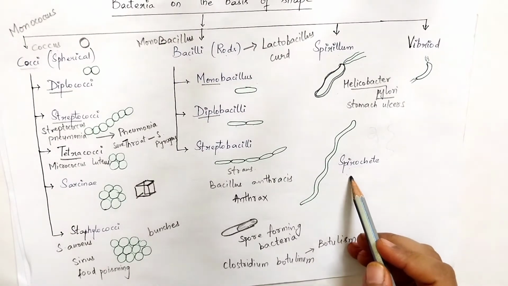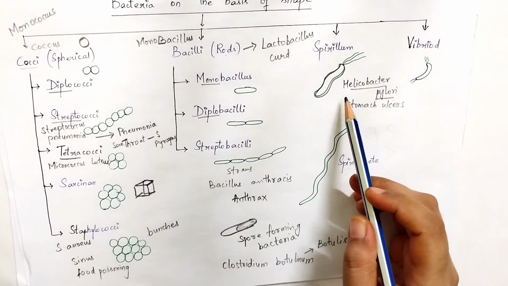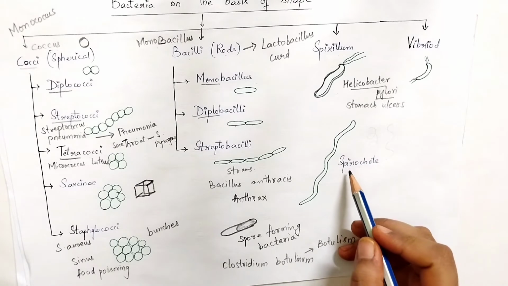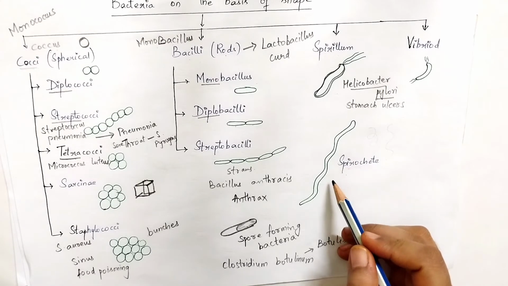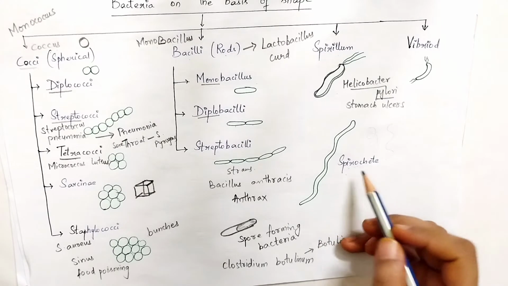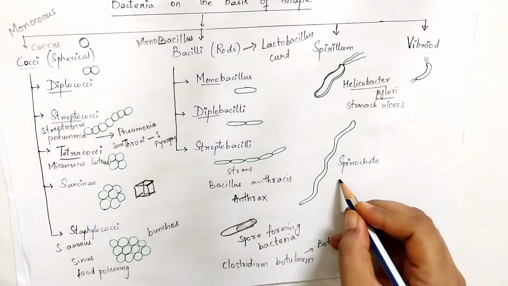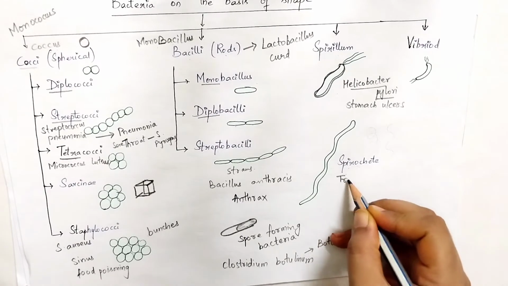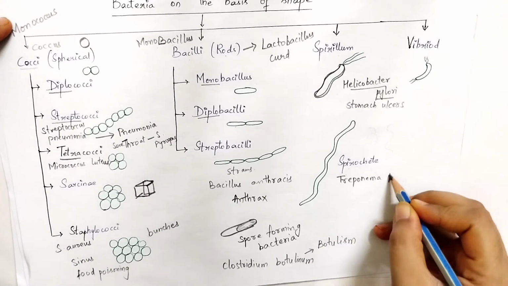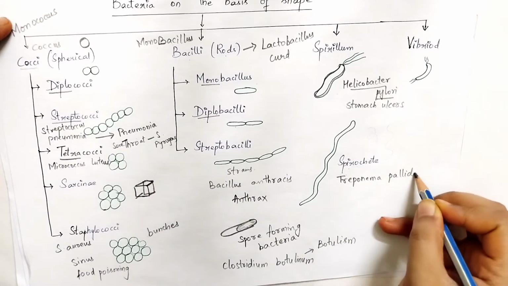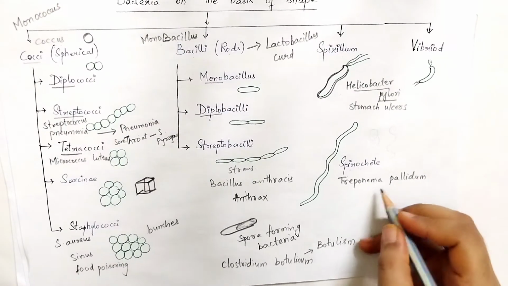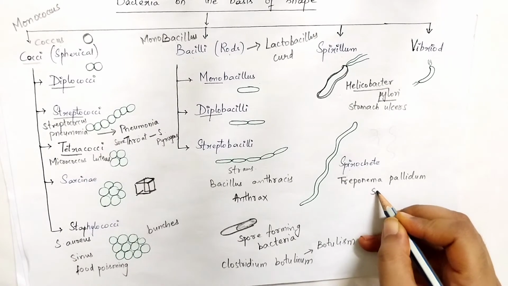Next we have spirochete. The rod shaped bacteria having more than one complete twist, forming a helical shape, are called spirochete. The example for the spirochete is Treponema pallidum. This bacterium is responsible for the disease called syphilis.